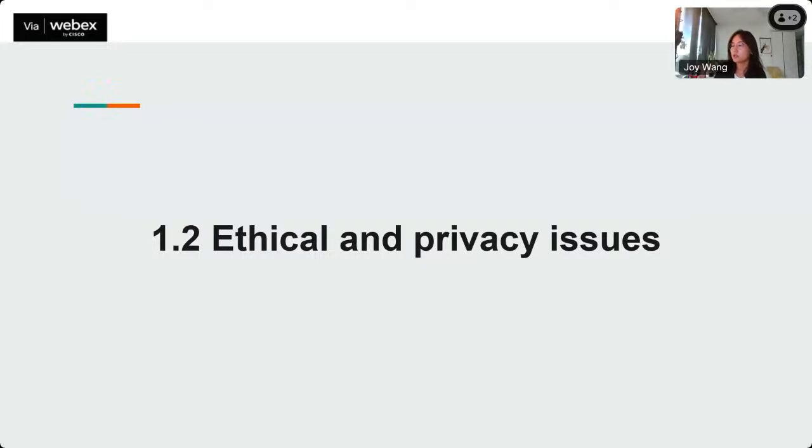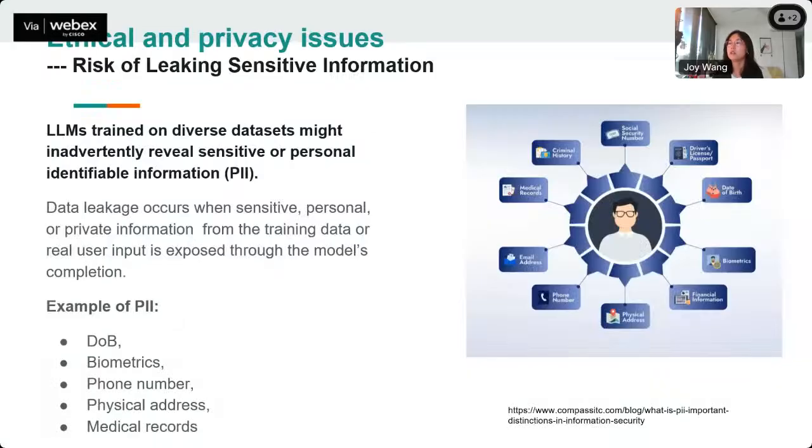Next, let's introduce the ethical and privacy issues related to large language models. The first ethical and privacy issue I want to introduce is the risk of leaking sensitive information. As we know, large language models are trained on diverse, huge datasets. These datasets may contain personal information, for example, PII. If this information is accidentally leaked to the user, we call it data leakage. This is more critical when PII, personal identifiable information, is leaked. Examples of PII include the date of birth, biometrics, phone number, physical address, and medical records.